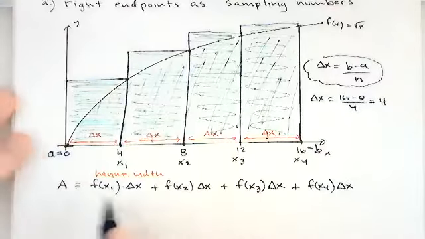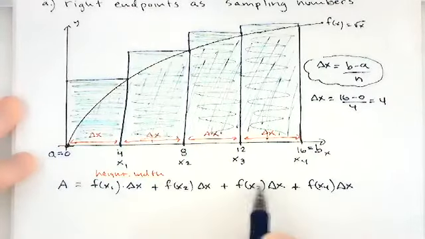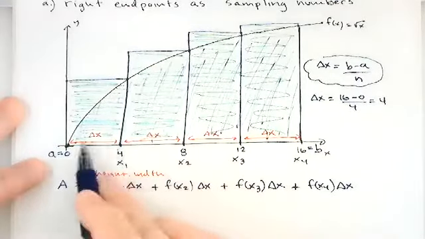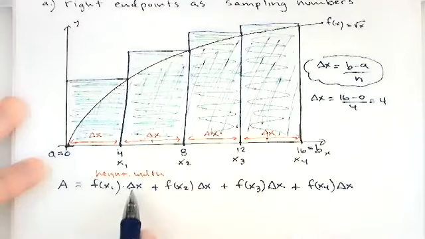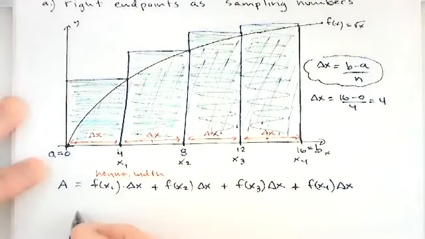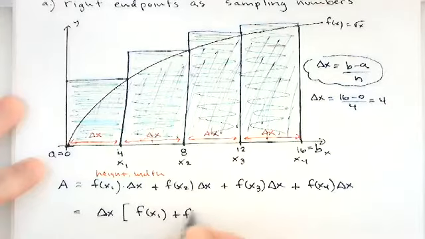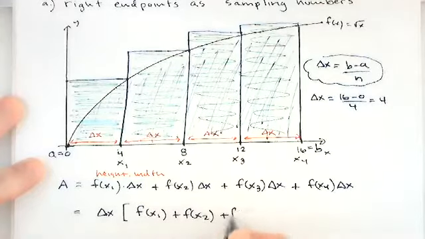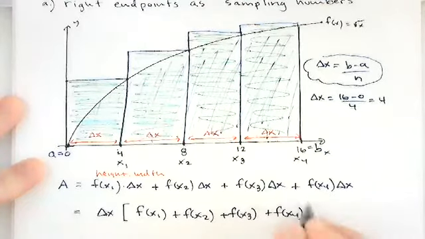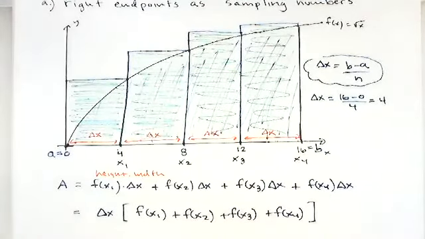But one thing you'll notice, what's the same for all of these? Delta x is the same, right? Delta x equals 4 for all of these. So to make the calculation a little bit simpler, what we could do is factor out the delta x. And then we're just going to do f of x1 plus f of x2, and we're going to put in the numbers now.